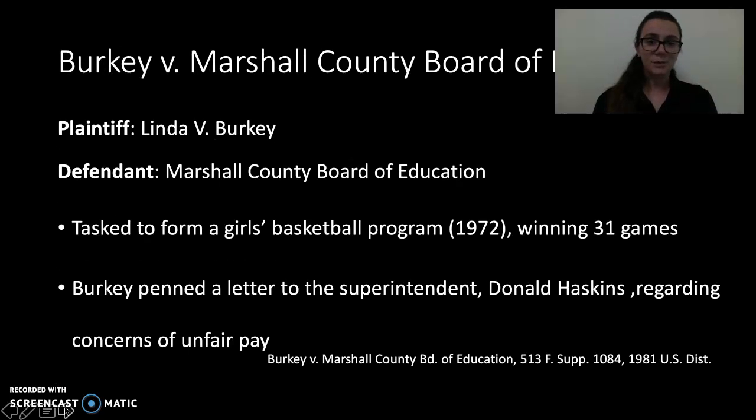Employment law mostly has to do with hiring and termination, equal pay, and issues of discrimination. The first one is Berkey versus Marshall County Board of Education. The plaintiff was Linda Berkey, who was suing the Marshall County Board of Education for unequal wages.